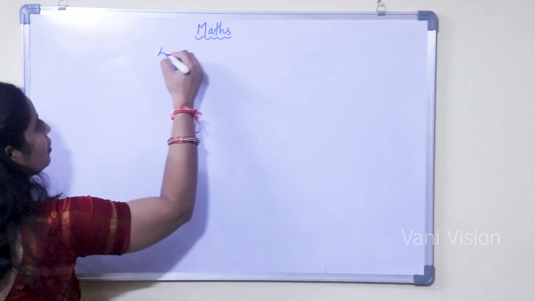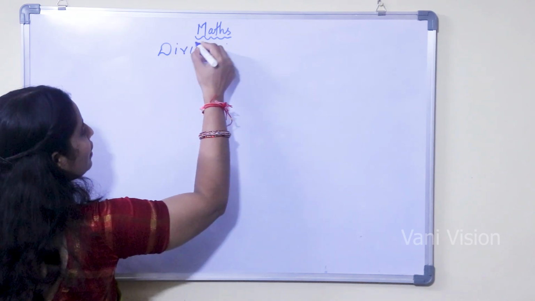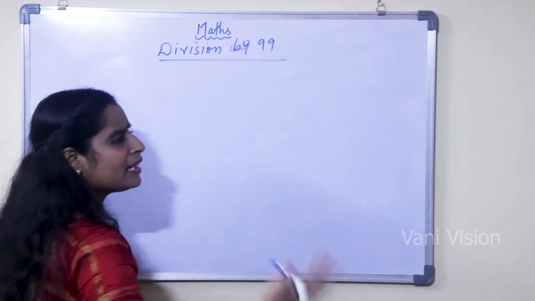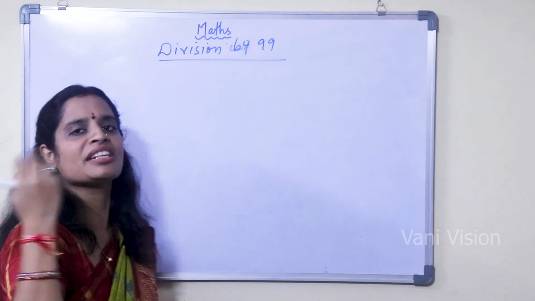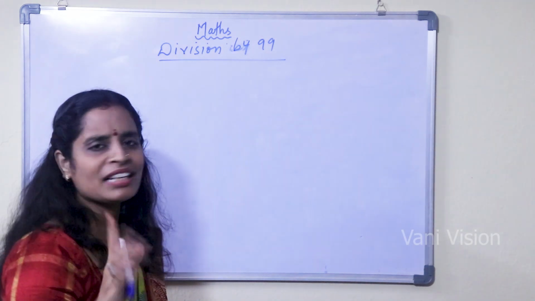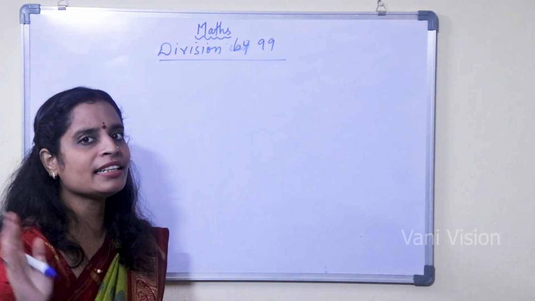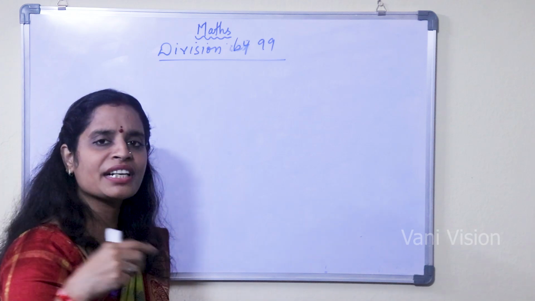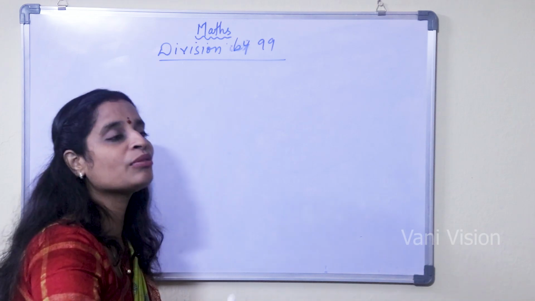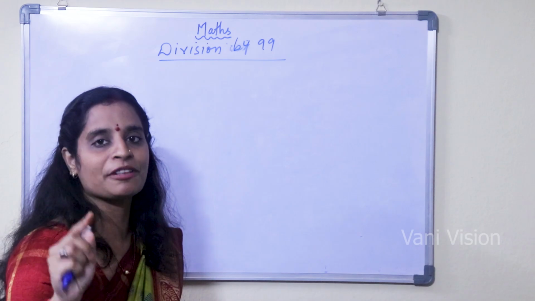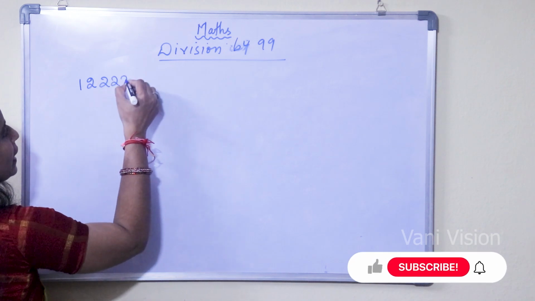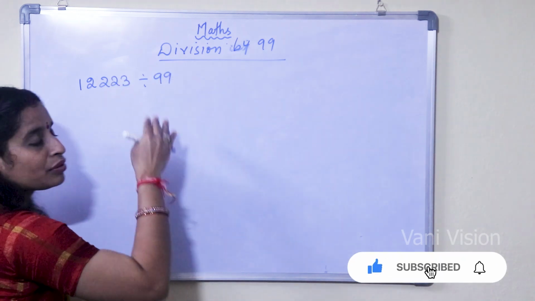Today we are learning about division by 99. Any number, 3 digit, 4 digit, 5 digit, 6 digit, can easily be divided by 99. I'll give you only one example. Watch the example clearly, understand the concept, and practice with different examples. Practice makes maths perfect. Our number is 12,223 divided by 99.